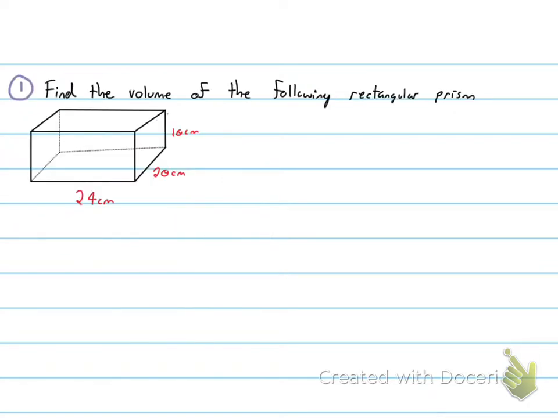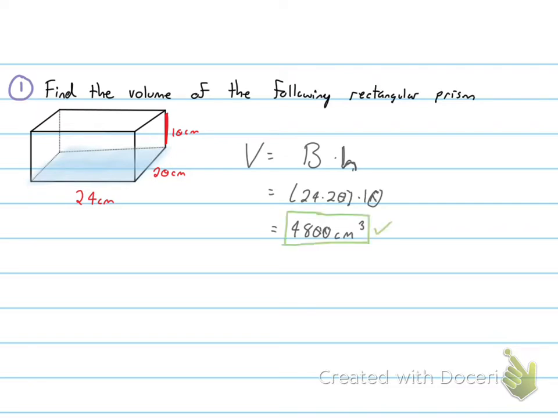So let's look at a couple examples with different prisms. First, we want to find the volume of the following rectangular prism. So the volume is area of your base times your height. I'm just going to pick the bottom here to be my base. So the area here would be 24 times 20, times 10 would be our height. Multiply that all together, and I get 4,800 centimeters cubed. And notice here in volume, all of my measurements are units cubed now. And that's it.